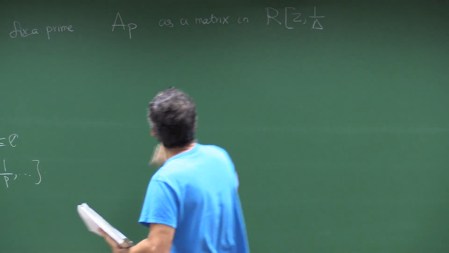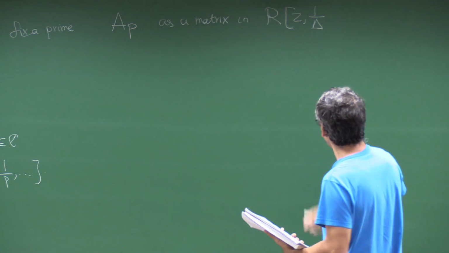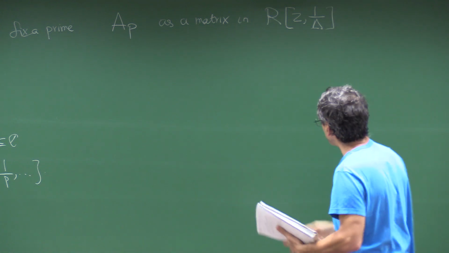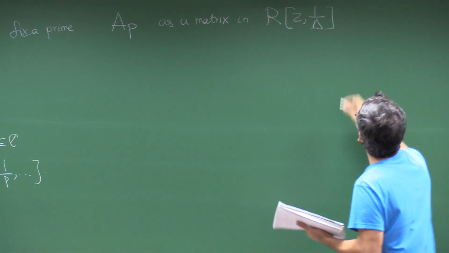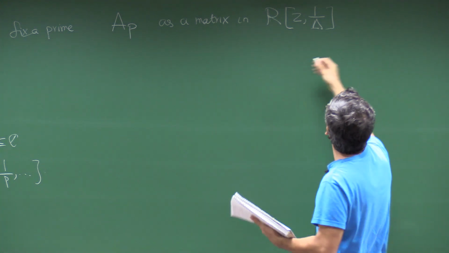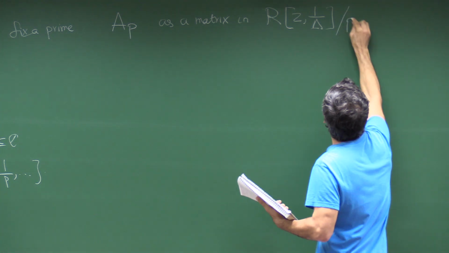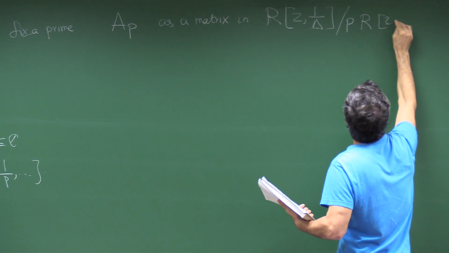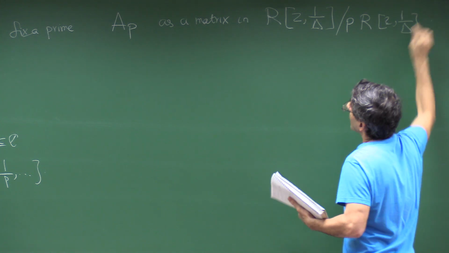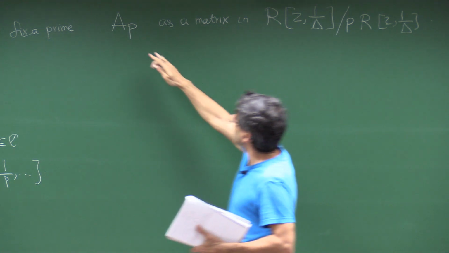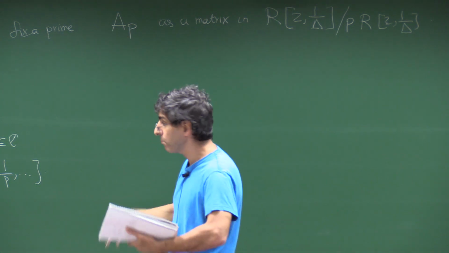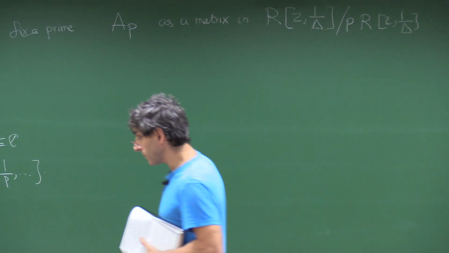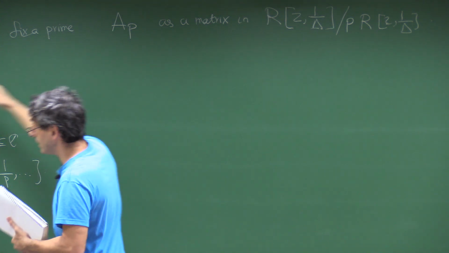Well, when we have to. I didn't multiply with delta to the p, so then maybe I invert the delta also. And then I want to take the modulo p of this matrix. So what I'm basically doing is I want to take A_p modulo p.